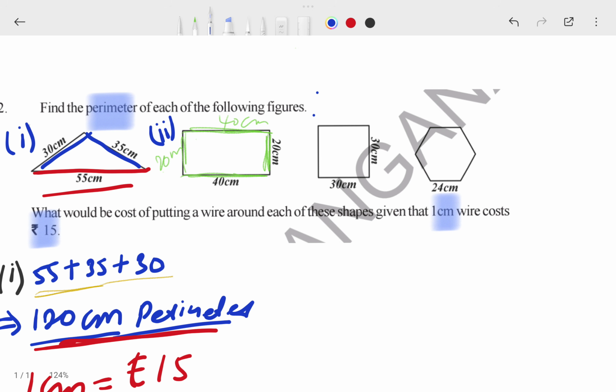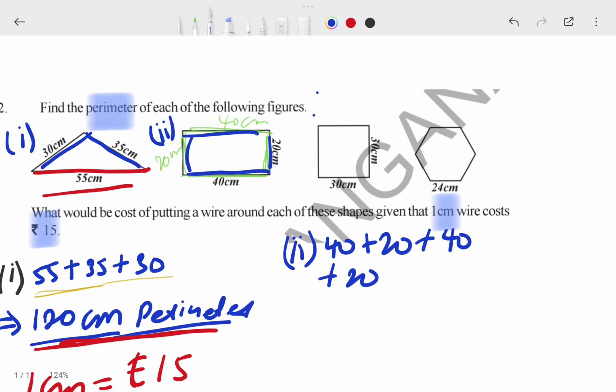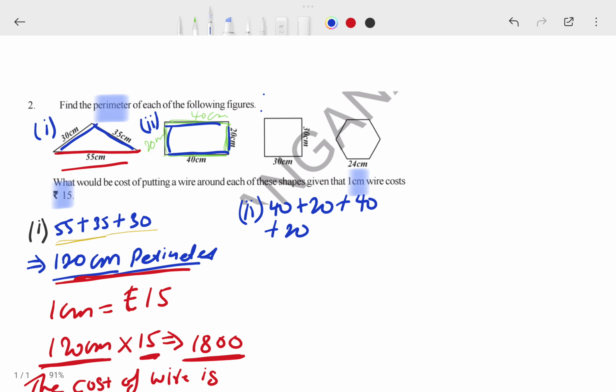So let's find the perimeter first. For finding the perimeter, we just have to add. This is 40, then write 40. This is given plus 20, write plus 20. This is given 40, this is given 40, plus 20, it's given plus 20. Or another way, the formula of perimeter of rectangle is 2 into length plus breadth. You can do like that. This is one formula.